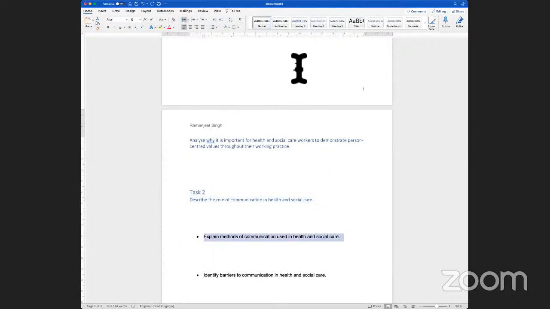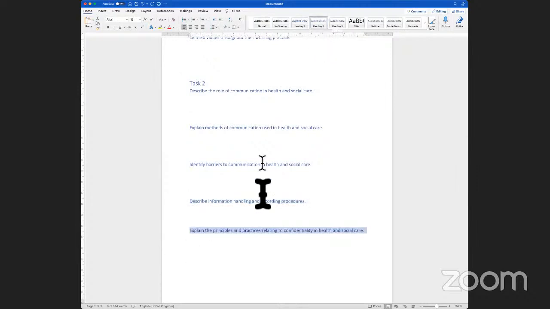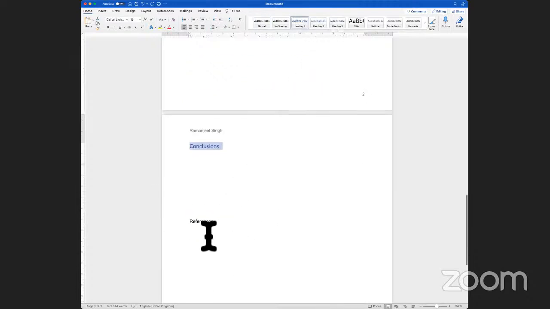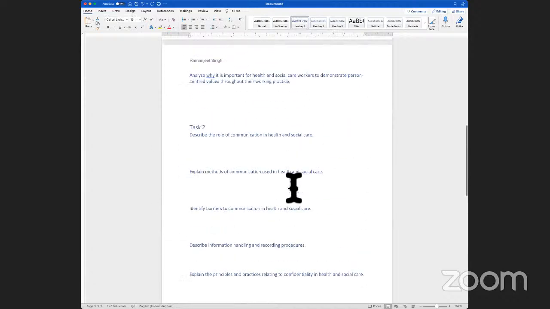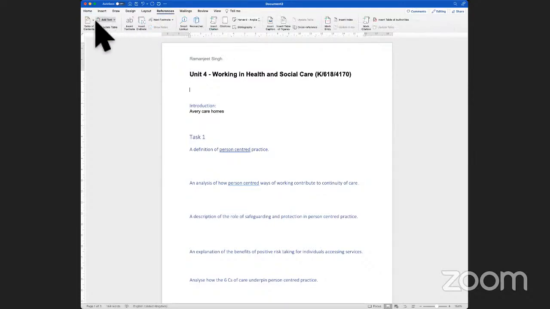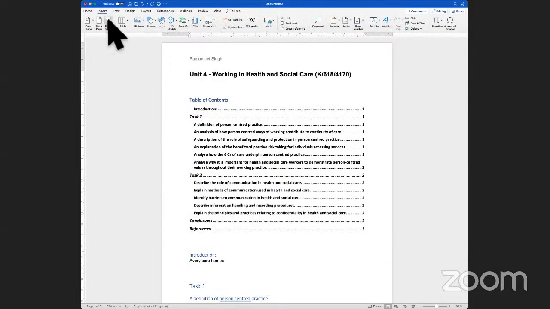So this is the exact way I would suggest that some of you, when you do your assignments, look at doing them and start compiling your evidence. So this is what I've done, and now I would draw up a table of contents here. I go into references, and then I draw up a table of contents. And then I'll insert a page here because I want to start from the next page.